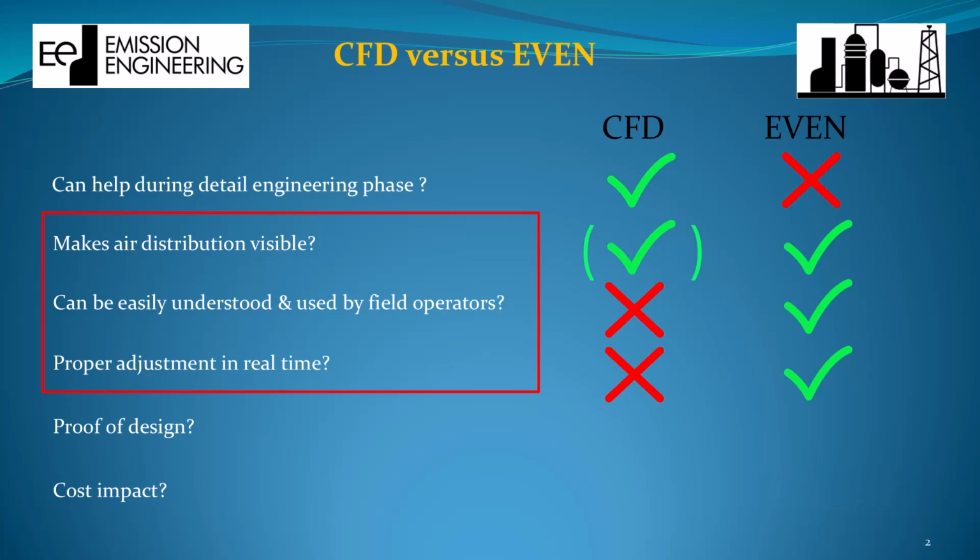CFD will always be a theoretically based analysis method without being able to check for design errors or inaccuracies. Even, on the other hand, physically measures the airflow rates indirectly via the airside pressure drops and therefore leaves no doubt about the quality of the air distribution. As has already been shown in many temporary and permanently installed Even systems, furnaces CFD modeled during detail engineering can have uneven distributions of up to plus/minus 20% and more in airflow.